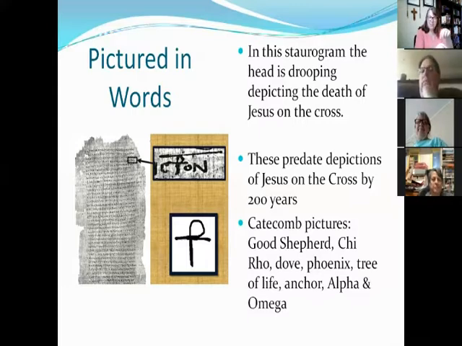In the catacomb pictures, we find Christ depicted as the Good Shepherd, the Chi-Rho, the rho with the X, a dove, a phoenix. We all know the legend of the phoenix rose from the dead, right? And changed. The tree of life, he's pictured as an anchor, and then the Alpha and Omega. But in some of the earliest manuscripts, we have this tau-rho, which when it speaks of the cross is telling us, yes, you must pick up your cross, but the cross is the cross of Christ. It is Christ himself. And there's the Chi-Rho.